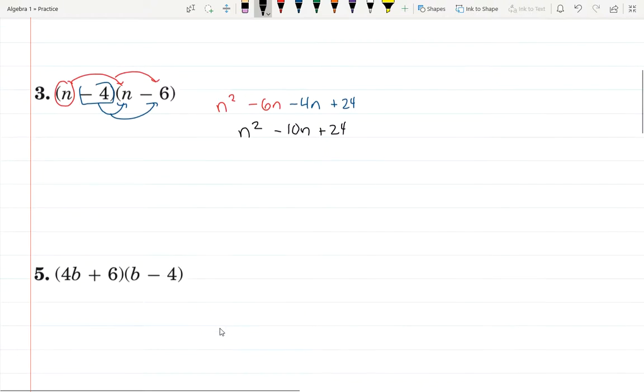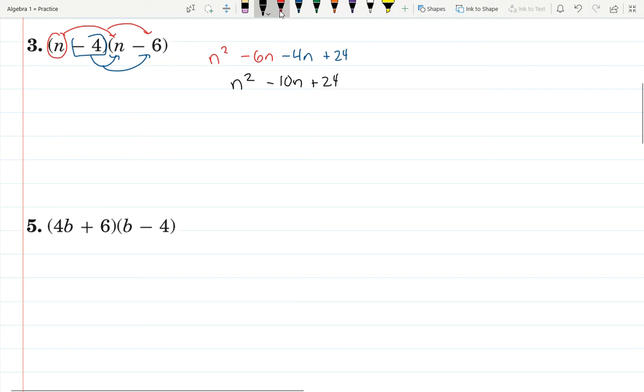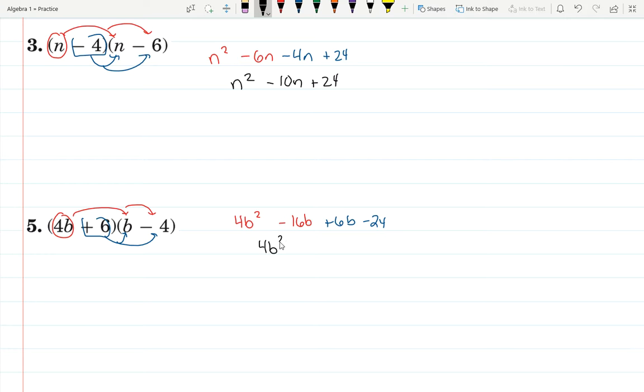Question 5. We have 4b multiplied by b and the negative 4. So 4b times b is 4b squared. 4b times negative 4 is a minus 16b, and be careful with your 6's and your b's there. Then we have our 6 times b is plus 6b. 6 times negative 4 is a minus 24. And as we go to combine, we're left with 4b squared. Negative 16b plus 6b is a minus 10b, and then minus 24.